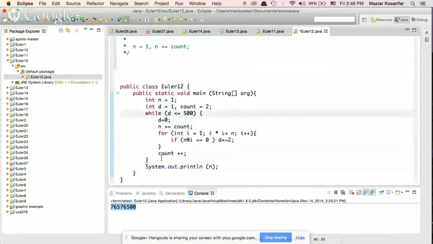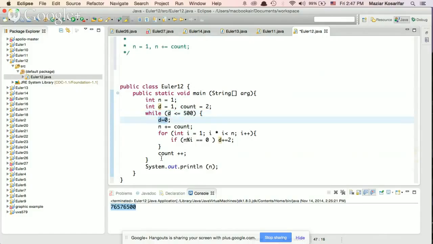So we start n with 1 because the triangular numbers start with 1. And then d is the number of divisors, and as the number 1 has only 1 divisor, I put d as 1. And count starts from 2, as I mentioned previously, because the second number is 1 plus 2, which is 3, so count should be initially 2. So we loop while d is less than or equal to 500. If it gets more than 500, then we are done.